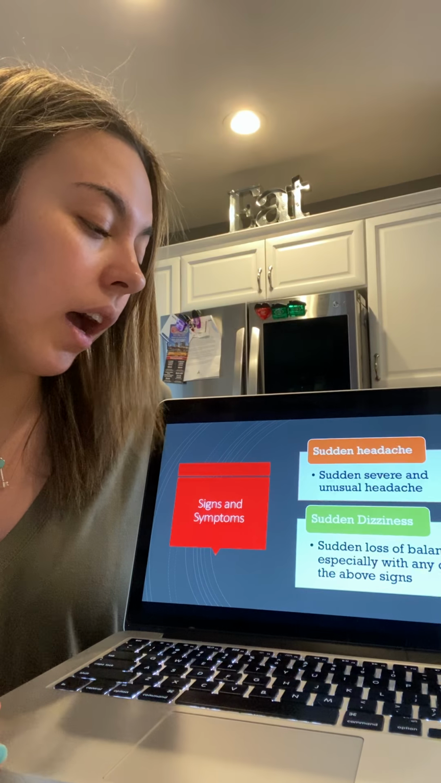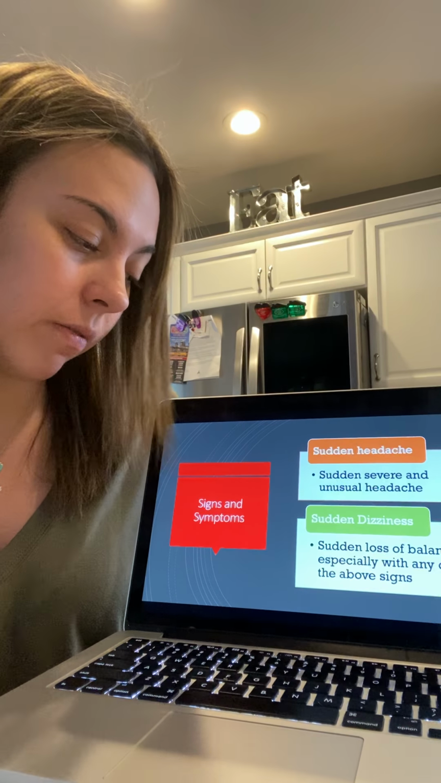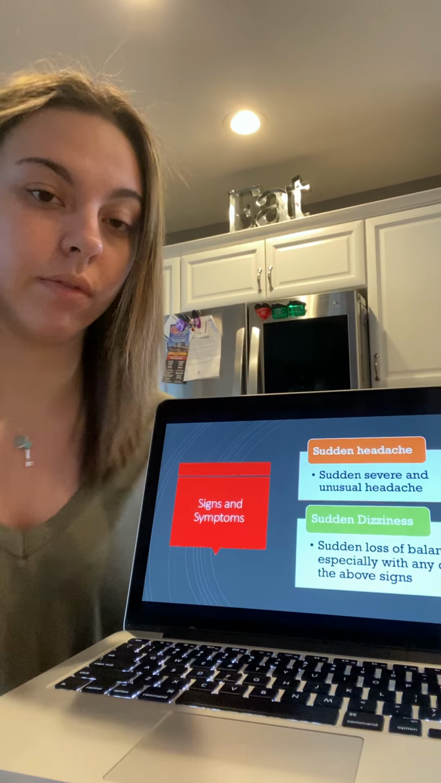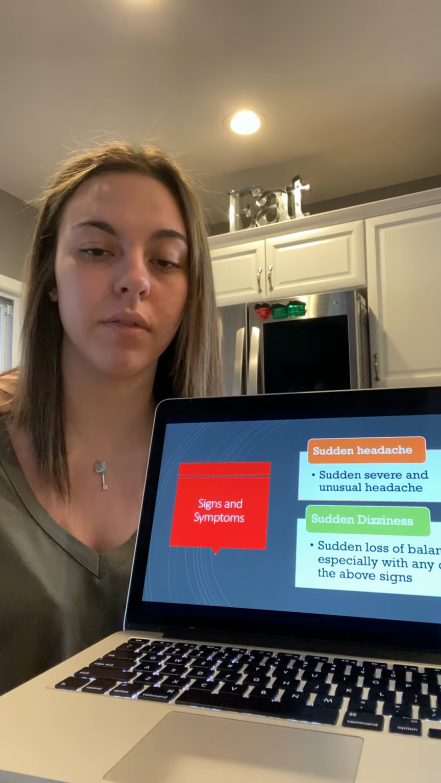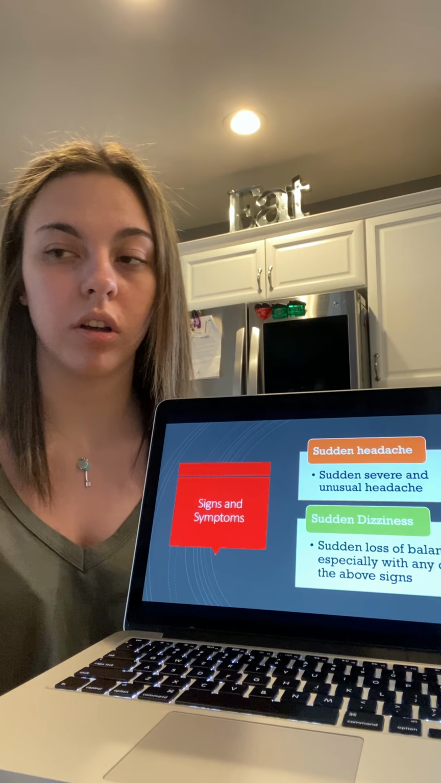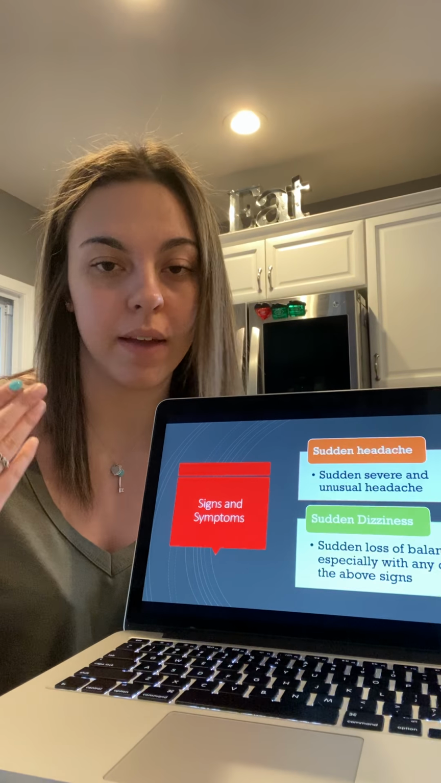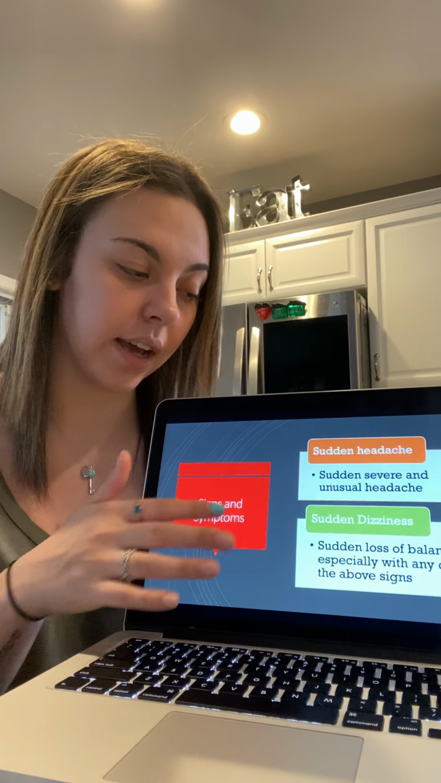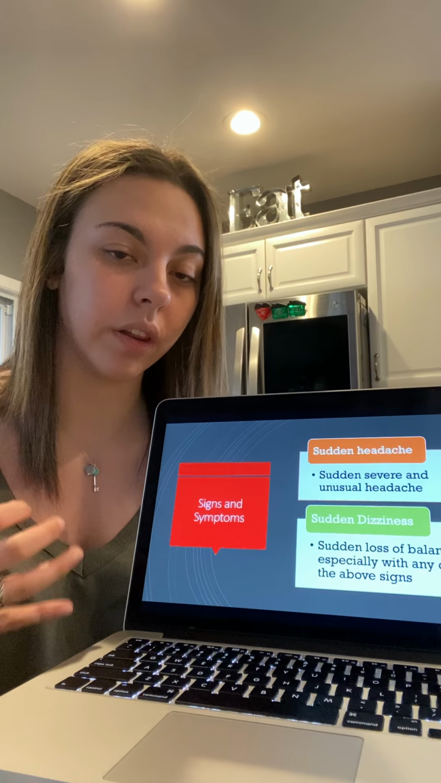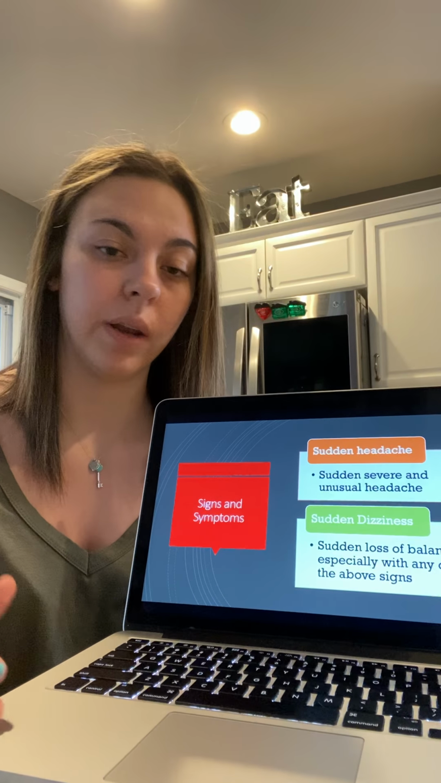Sudden dizziness. So they may have the sudden loss of balance, especially with any of the above signs. So it kind of relates. They may have the slurred speech and also be walking weird. They may have bad vision, which is throwing them off balance. So any of these signs, symptoms together really is your warning sign to call 911.